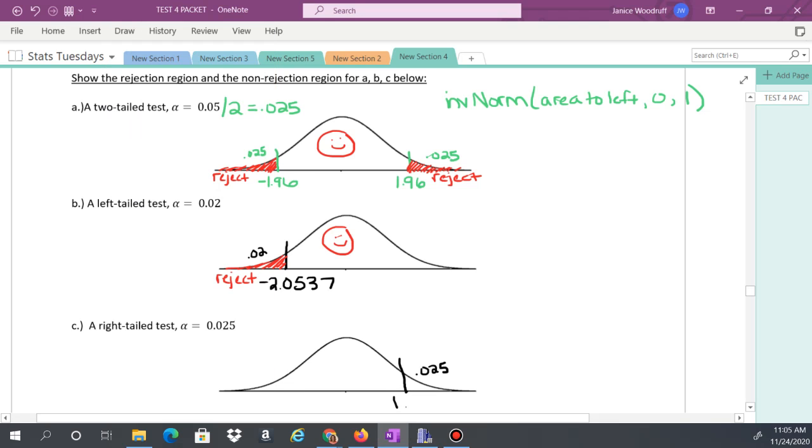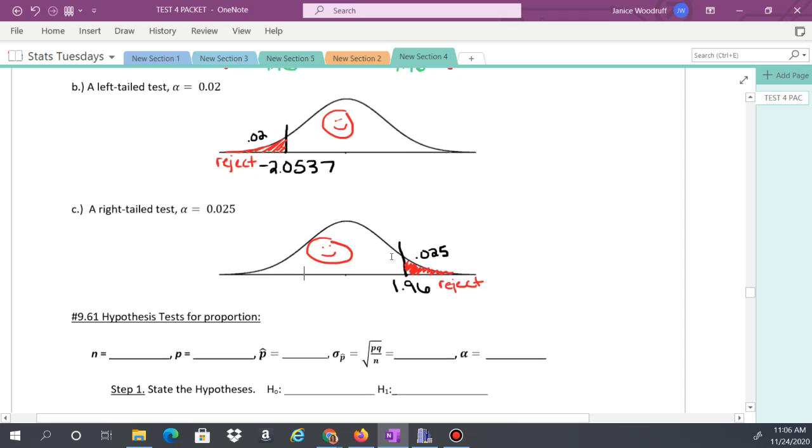Okay, so that is, again, 1.96. Rejection region would be to the right. Okay, so the start of all of these problems is basically the same. Biggest thing, is it a t or is it a z? And then you determine your critical value from there.